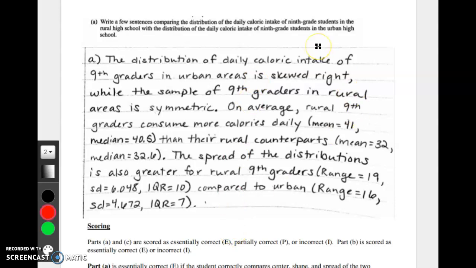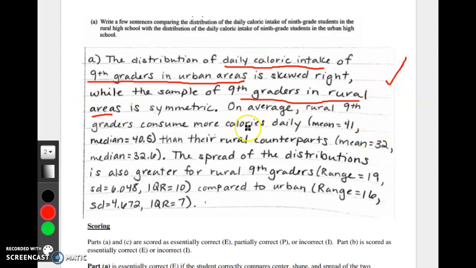But I started off, I go in order: shape, center, spread. So in my first sentence, I talked about their shapes. I made sure to put it in context. So the distribution of daily caloric intake of 9th graders in urban areas is skewed to the right, while the sample of 9th graders in rural areas is symmetric. The skewed right and the symmetric are words describing the math. But the daily caloric intake and the fact that it's 9th graders in these two areas, that's me putting it in context. And then I go on. So that's my shape. Check.